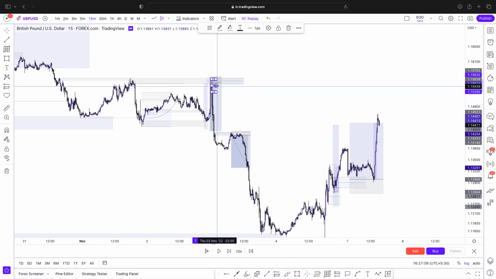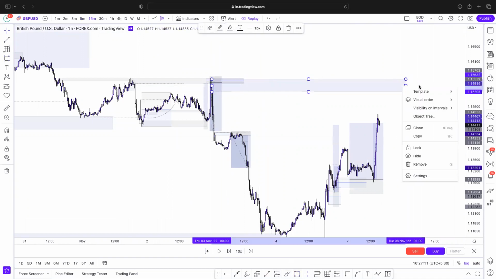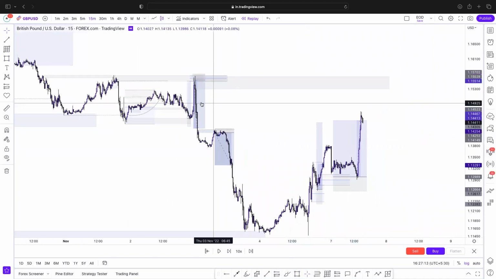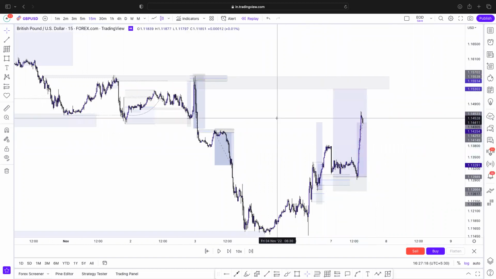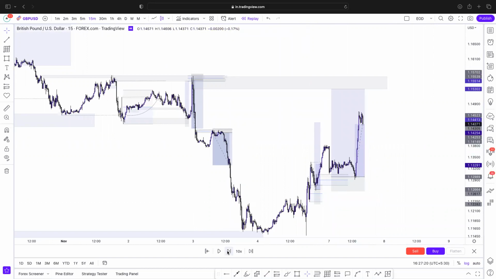Why? Because this is the last point from where it all started, from where all this fall started. So it might just fill this imbalance. You can just take this POI and you can just hit this. Okay, you can just take that.